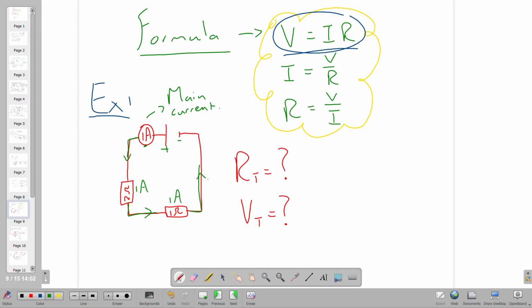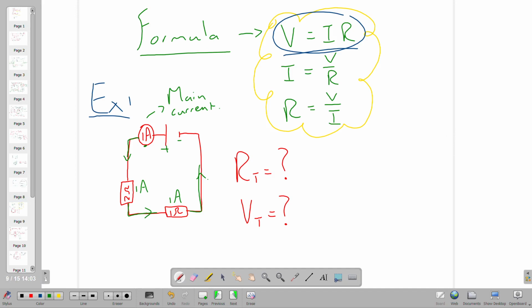Remember, what does 1 ampere mean again? 1 ampere means coulomb per second, because my current is actually charge over time. So what does 1 ampere actually mean? It means that in 1 second, 1 coulomb passes that point. Okay, just keep that in mind. It's not just something we made up, it actually represents something. And that's the same straight throughout the circuit.